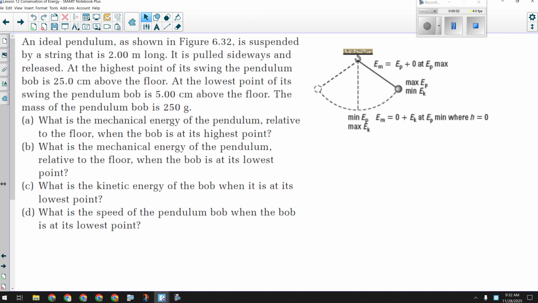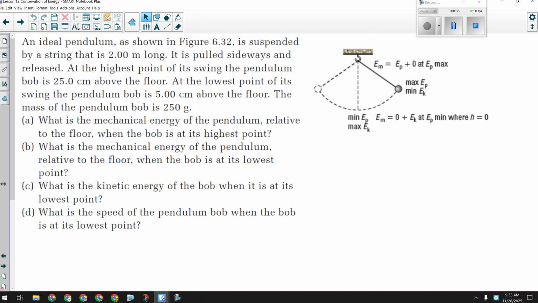Okay, let's see what we remember about the law of conservation of energy with this problem here, guys. So we have an ideal pendulum. Basically, that means it's operating in an isolated system and there's no friction or energy loss to anything. It is 2 meters long. It is pulled sideways and then released. At its highest point, it is 25 centimeters above the floor. At the lowest point, it is 5 centimeters above the floor.